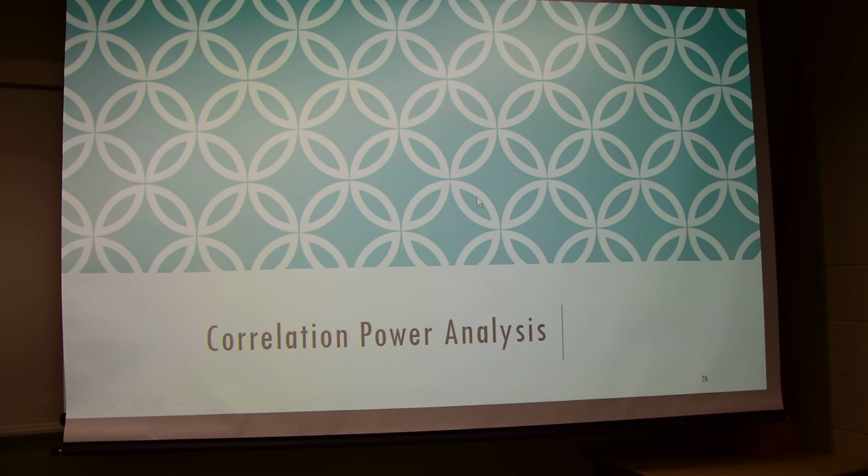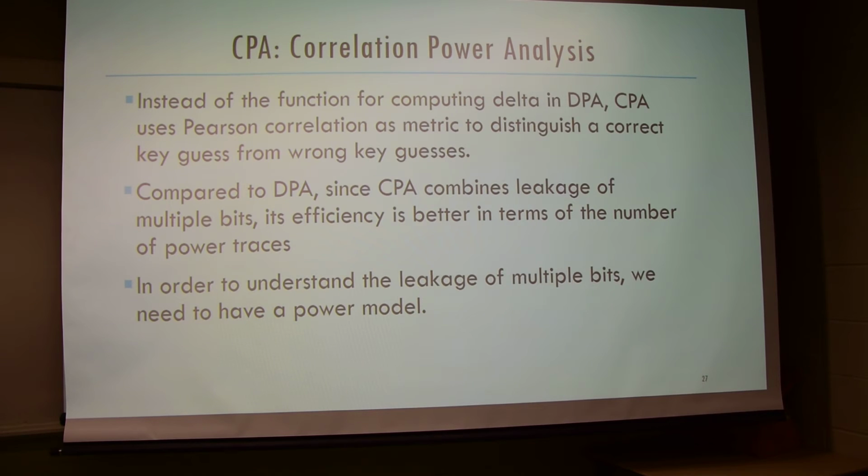Let's see correlation power analysis, which is a different one. Instead of the function for computing delta in DPA, CPA uses Pearson correlation as the metric to distinguish the correct key guess from wrong key guesses. Compared to DPA, CPA is more efficient because it can combine leakage of multiple bits instead of a single bit. But in order to do that, we need to have a power model for the intermediate value.